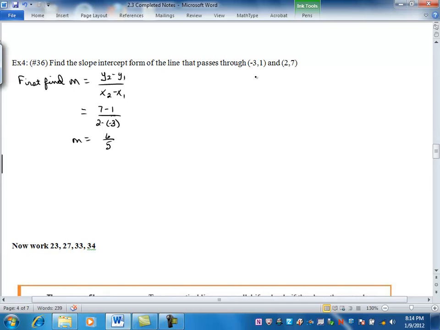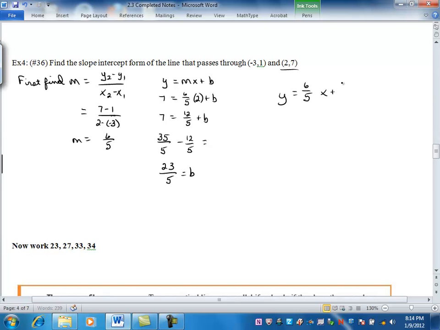And now, guys, pick a point. Either one, doesn't matter. I'm going to go with 2, 7 just because they're both positive. y equals mx plus b. 7 equals 6/5 times 2 plus b. 7 equals 12/5 plus b. 35 over 5 minus 12 over 5 gives me 23 over 5, which is b. And so we're looking at y equals 6/5 x plus 23 over 5.